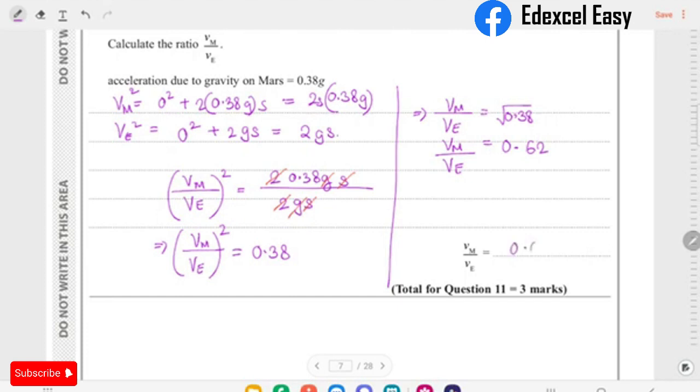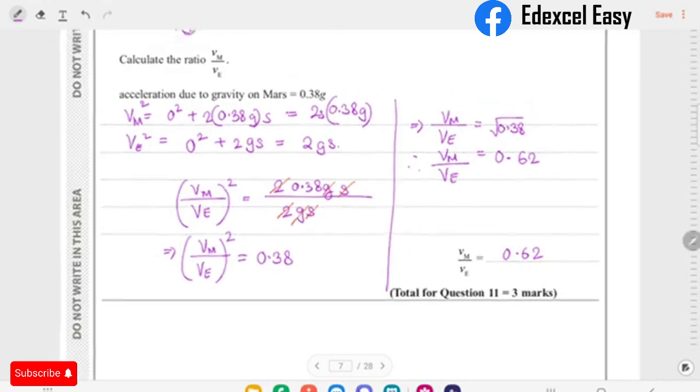So you can just write this answer in this space over here. If you do not write it in the space, then you will be penalized 1 mark. Another thing, no need to write any unit. Never write a unit for a ratio. This is a ratio, right? So there will be no unit for this kind of maths.